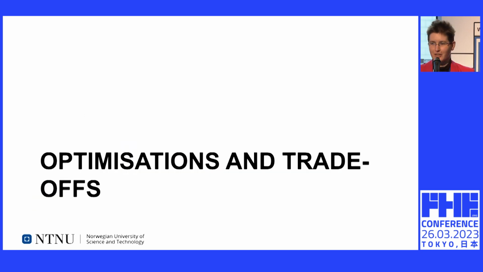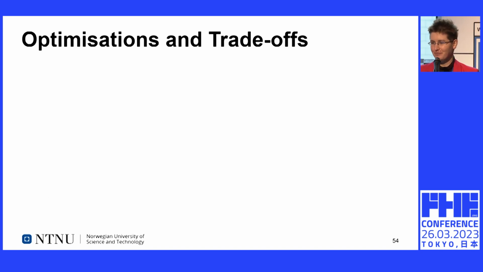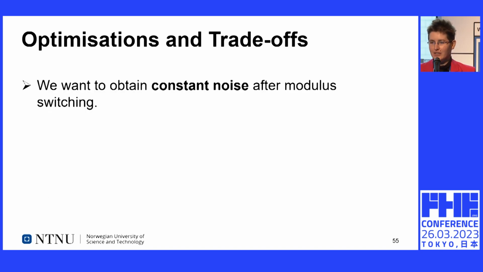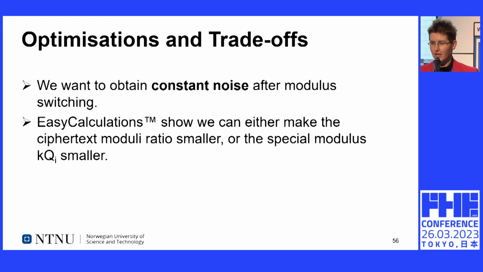So now, 3/4 into the talk, I finally get to the title of the talk, which is how does this lead to optimizations and why do we need trade-offs? We would really like to keep this property that we have observed, that the noise stays constant after modular switching, because then we can use bounds that have been developed for only one multiplication. So how can we then use this to optimize parameter sets?